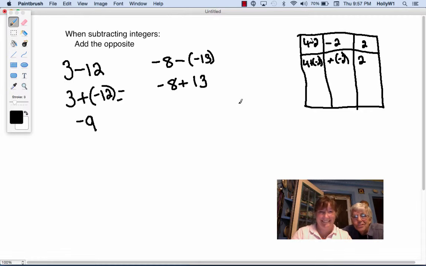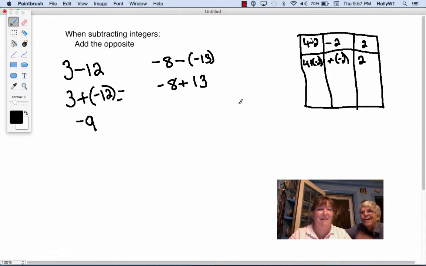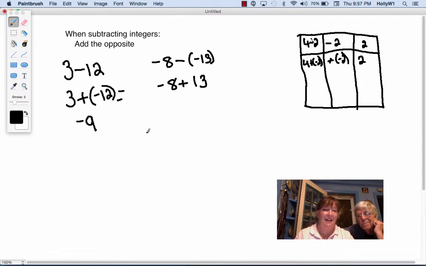Hi there, students. So anyway, we were back to taking -8, and we're subtracting -13 from it. So the first number gets dropped down because it doesn't change. And we add the opposite. So the minus becomes addition. And then we add the opposite of -13, which is 13. And -8 plus 13 is 5.